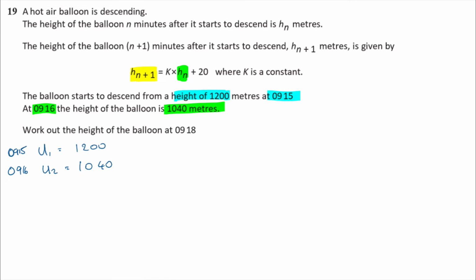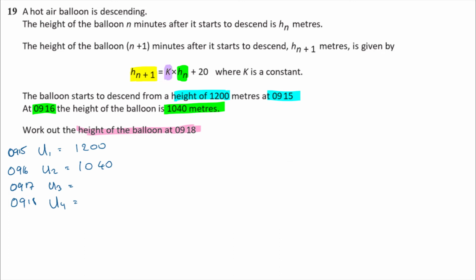And then another minute passes and it's 0917, and another minute passes and it's 0918, and that is the time that we need to work out the height for, isn't it? So we need to work out the height of the balloon at 0918. Okay, which will be u2, u3, u4. It'll be our fourth term of the sequence, won't it? Okay. So now the problem is we don't know what k is to start with. So we've got this value of k here, but we don't know what it is.